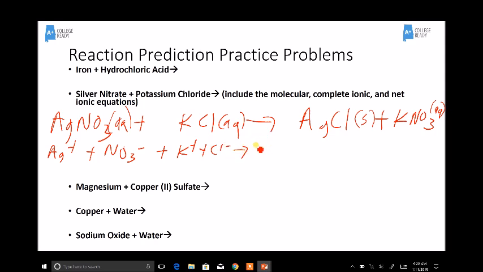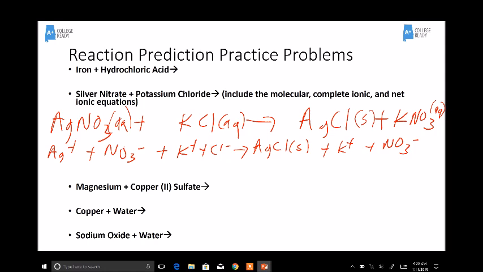The salts that are insoluble, we don't break up into ions. And then potassium nitrate is soluble, so it breaks up like so. So that's our complete ionic equation. All these ions are aqueous. For our net ionic equation, we're going to cancel out all the spectator ions.